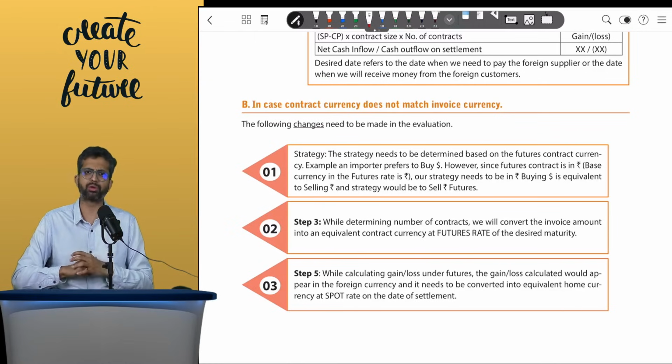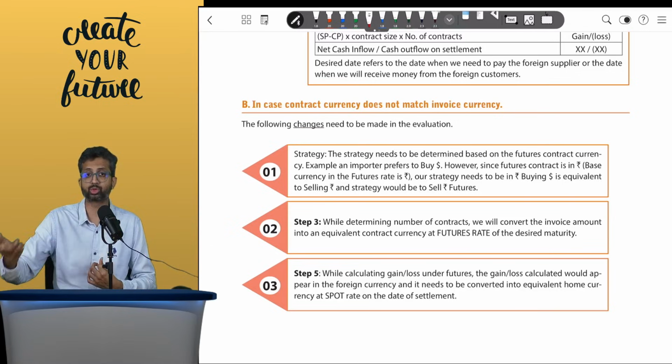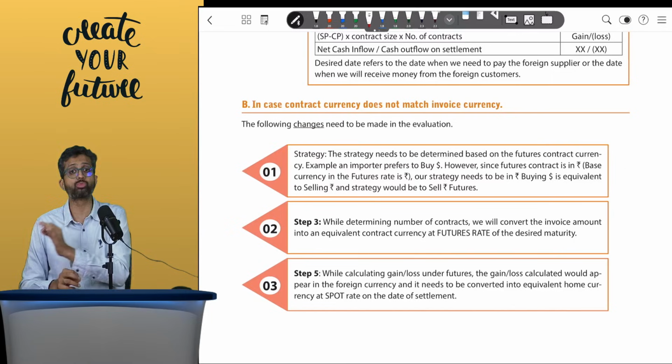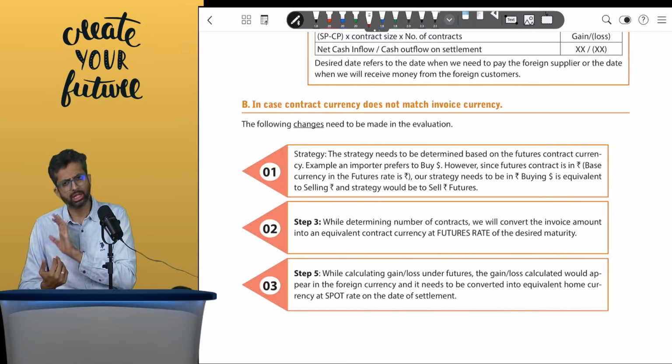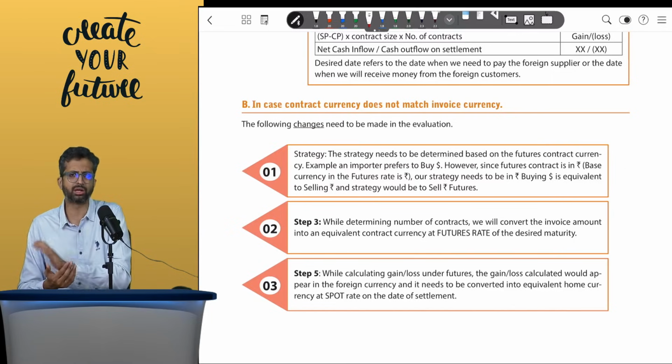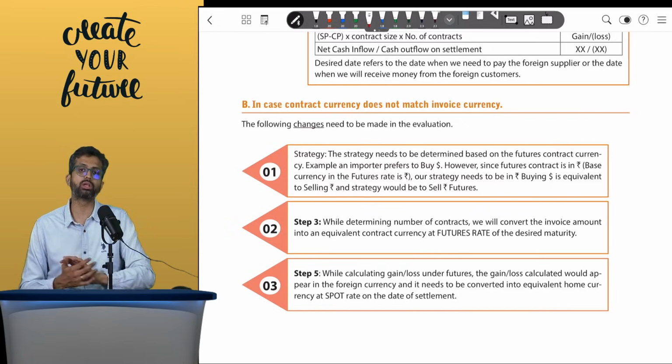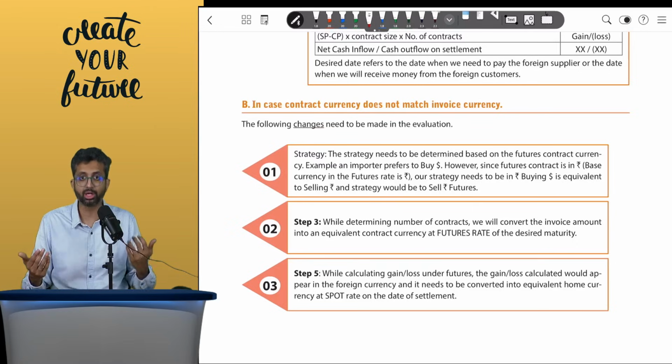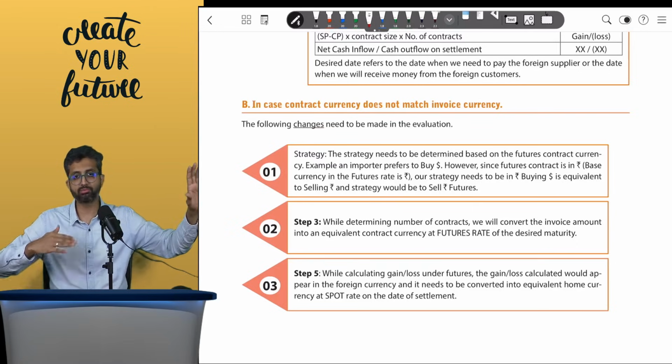So you will say that, okay, if I am an importer, I need to buy the dollars. That means I need to sell the rupees, and hence my appropriate strategy should be to sell rupees. The maturity will still be the maturity that covers the contract and is nearest. But when you calculate the number of contracts, again, you will have to convert, because the invoice is in dollars, but the contract size is in rupees.